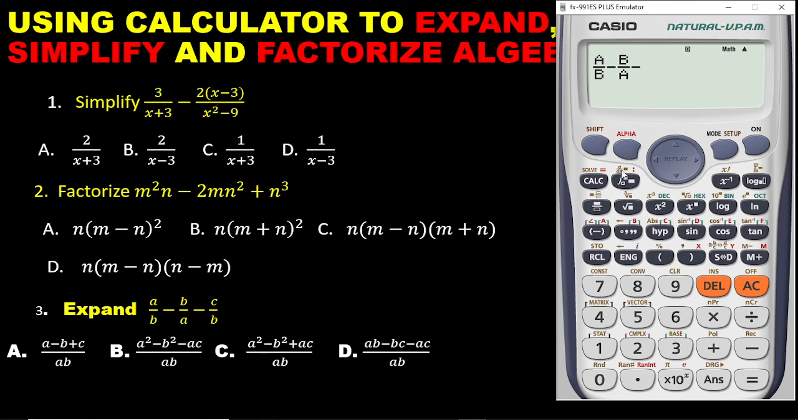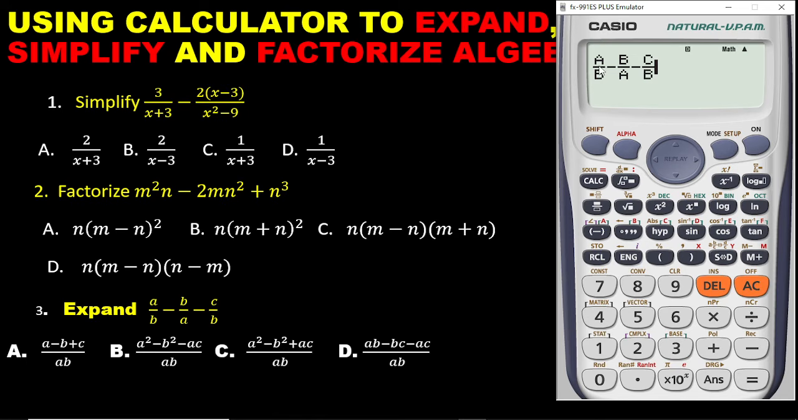Okay, so you click the fraction button, and we have C. So alpha and then C. Then you go down, then you have alpha and B. Okay, so now exactly this equation, this question that we see is what we have here. Now what we do next is that we are going to press the calc.